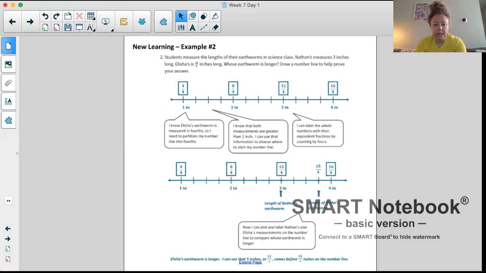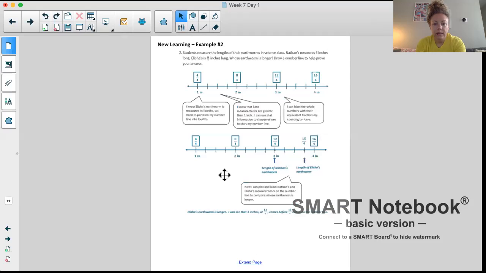Then over here, we see the same number line, but they show us it again. And then there they've labeled Nathan's earthworm because his is 3 whole inches. And then Alicia's was 15 fourths. So he used 12 fourths and then counted on 13, 14, 15 fourths. Now I can plot and label Nathan's and Alicia's measurements on the number line to compare whose earthworm is longer. Alicia's earthworm is longer because we can see that this 15 fourths is greater than 12 fourths, which is equivalent to 3 whole inches.